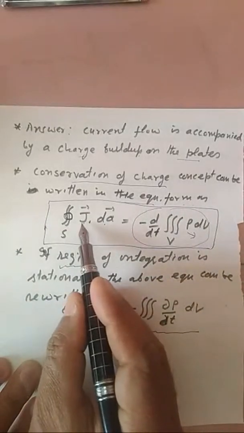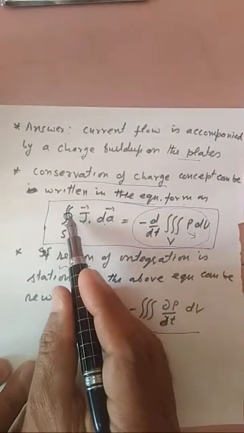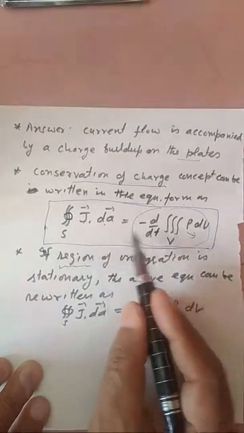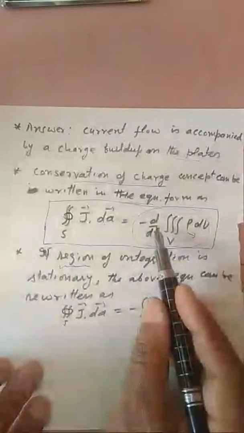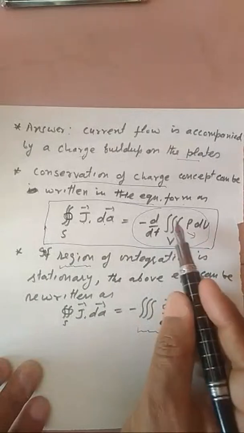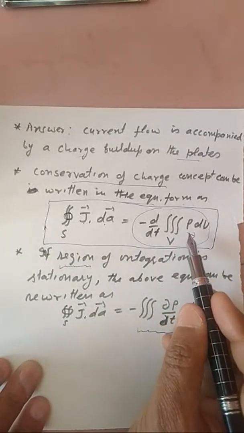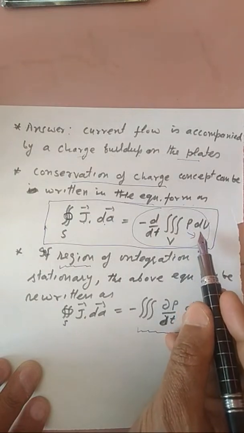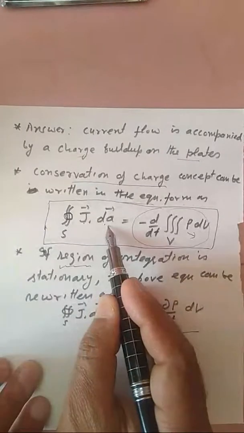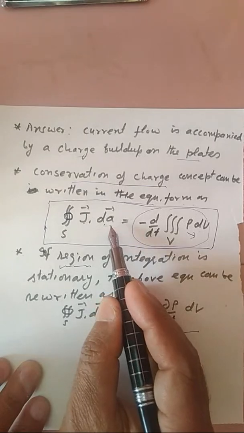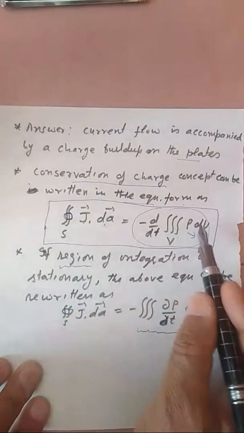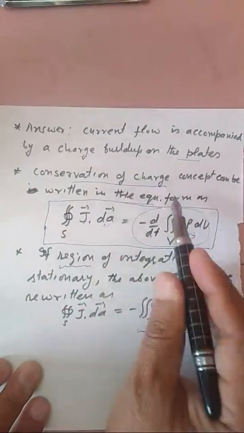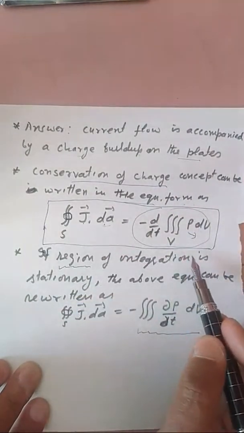So this is J dot dA, a closed surface integral, which is equal to the rate of change, d by dt with a negative sign, of the volume integral of rho dV. Here rho represents the volume charge density, dV is the volume element, and dA is the area element. This is the mathematical way of writing the conservation of charge.